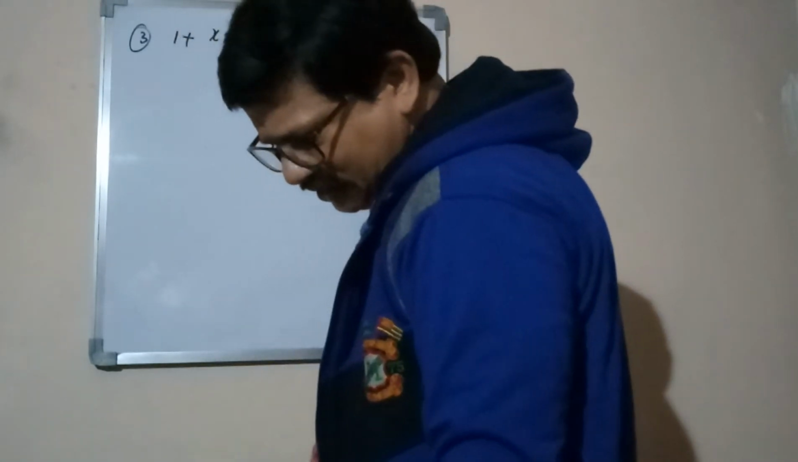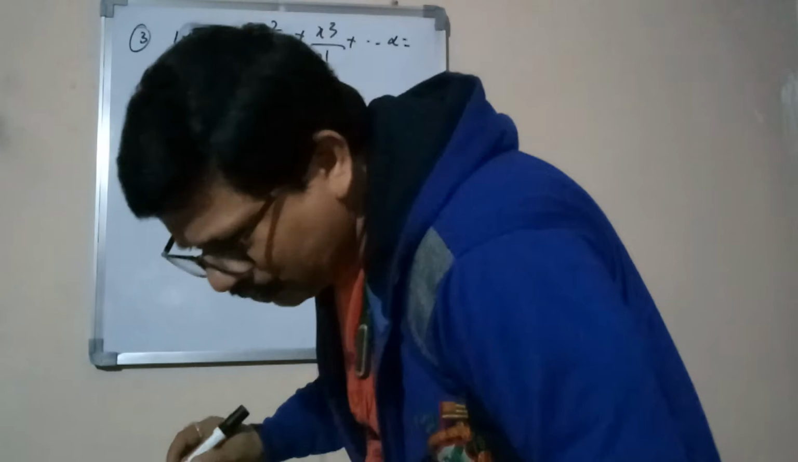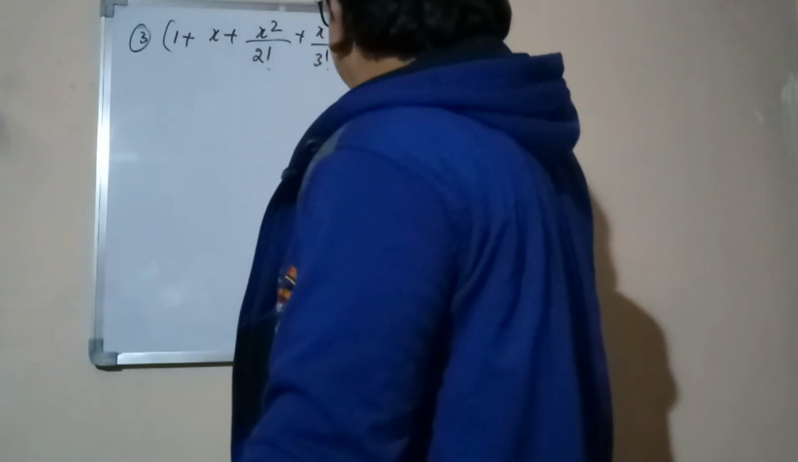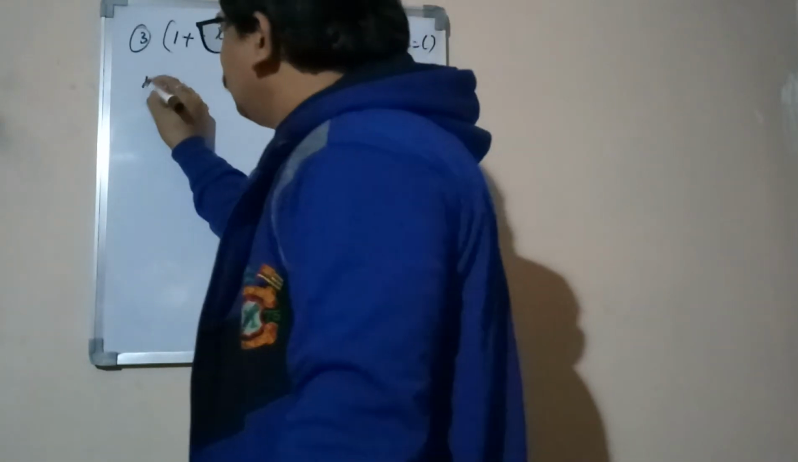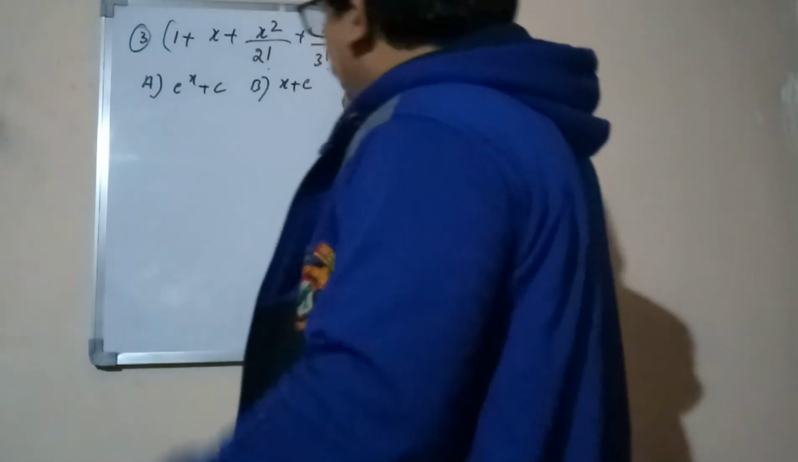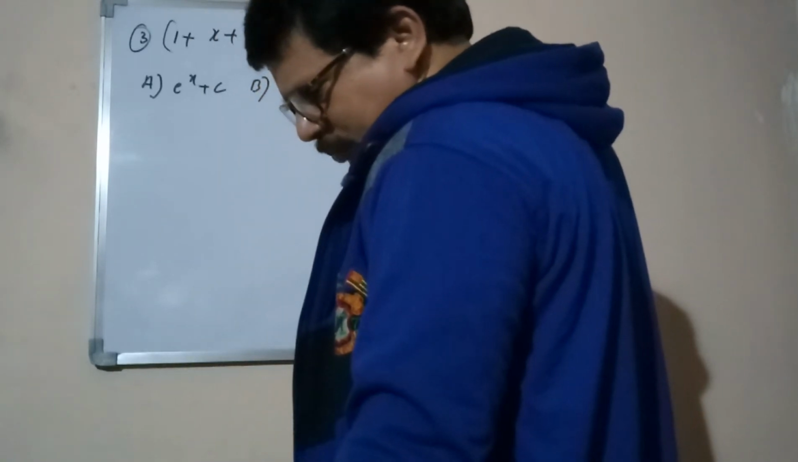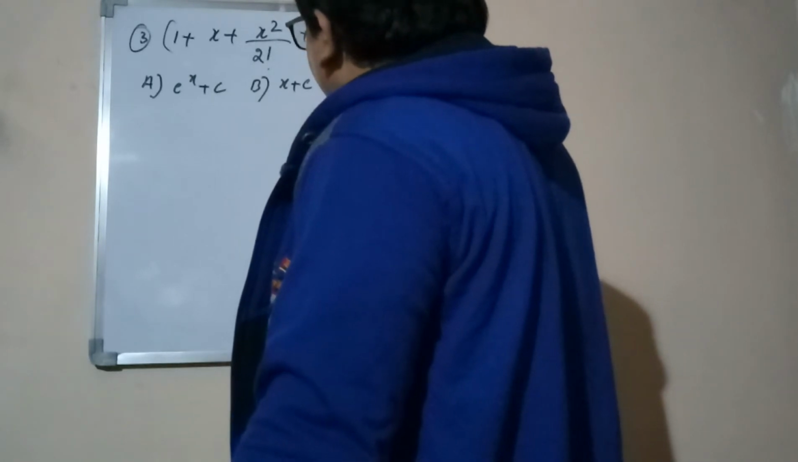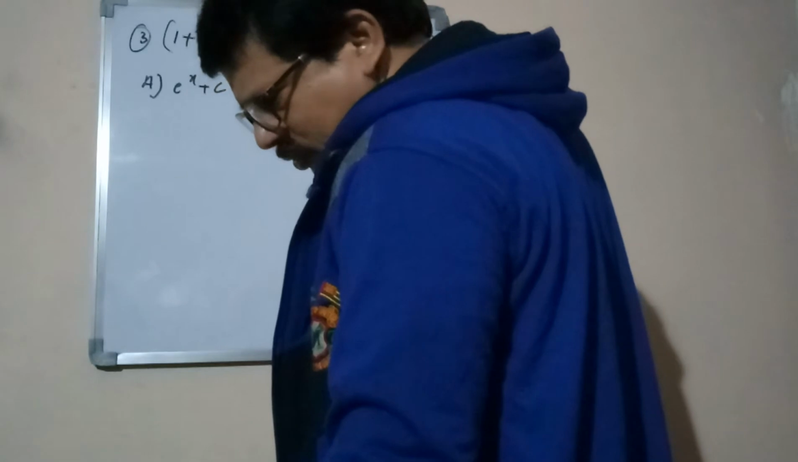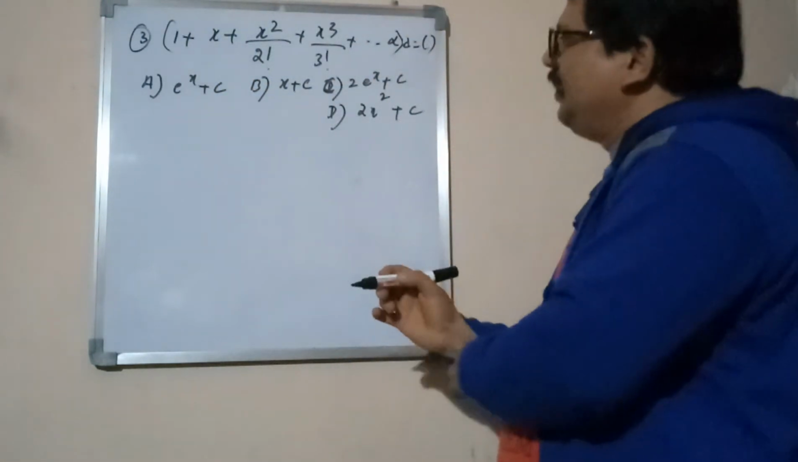Look here, third problem, simple logic. The question: integral of 1 plus x plus x square by 2 factorial plus x cube by 3 factorial, and so on up to infinity, dx, equals dash. Options: a, e power x plus c; b, x plus c; c, another option; d, 2x square plus c. This actually is very easy only.